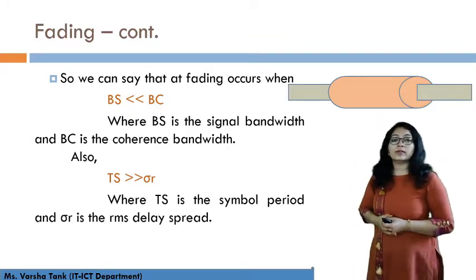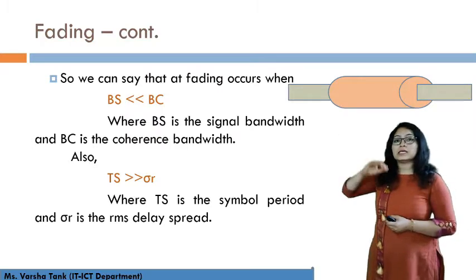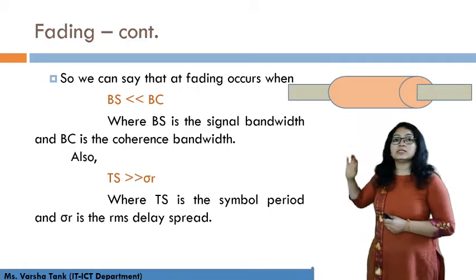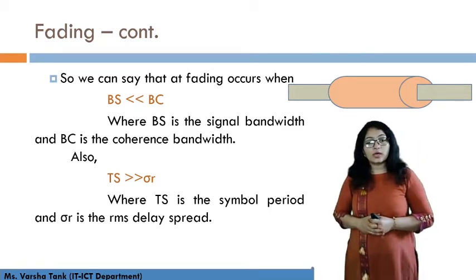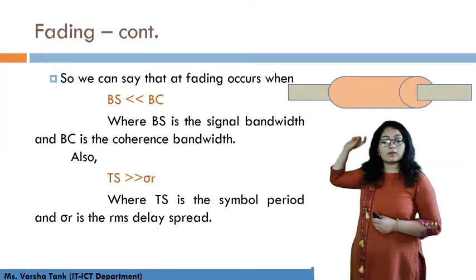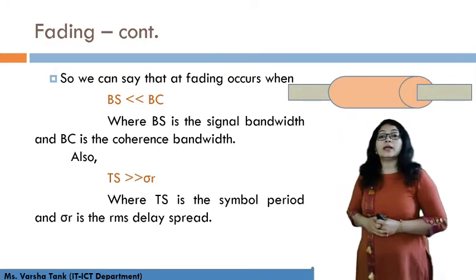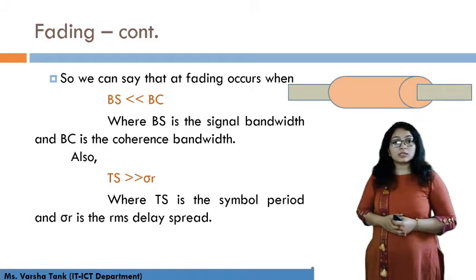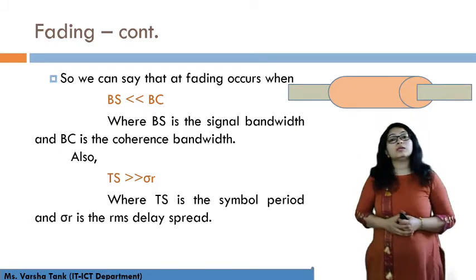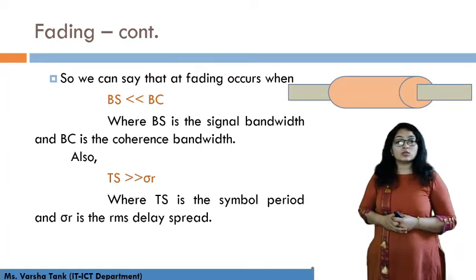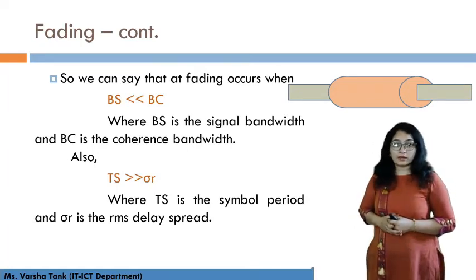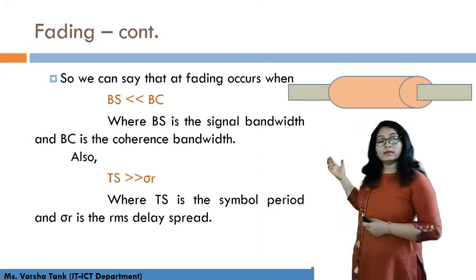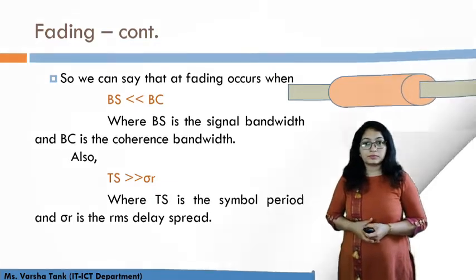So we can say that flat fading occurs when BS is less than BC, where BS is the signal bandwidth and BC is the coherence bandwidth. And then we can say TS is greater than sigma R. TS is the symbol period, and it is greater than the root mean square delay spread. That means when the signal takes more time than the defined time, then flat fading will occur.